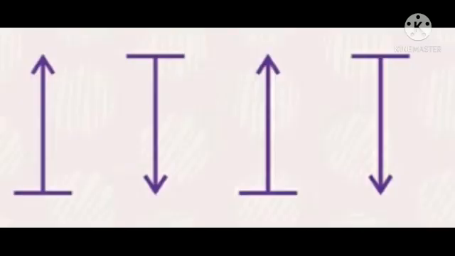Which shape will come next to follow the pattern? Now arrow facing upward, arrow facing downward, again arrow facing upward, arrow facing downward. So students, what will come the next pattern?